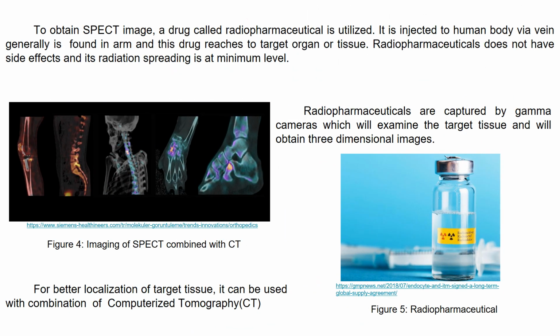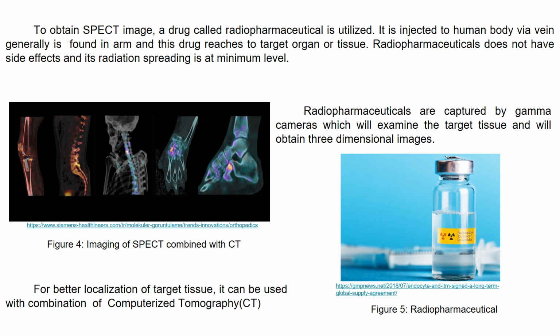To obtain a SPECT image, a drug called radiopharmaceutical is utilized. It's injected into the human body via a vein, generally found in the arm, and this drug reaches the target organ or tissue. Radiopharmaceuticals do not have side effects, and their radiation spread is at a minimum level.